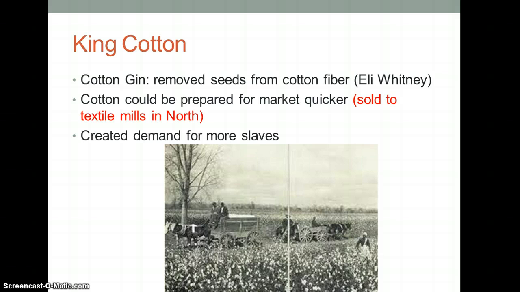With the higher demand for cotton, and with the cotton gin creating higher production, this created a demand for more slaves in the South.